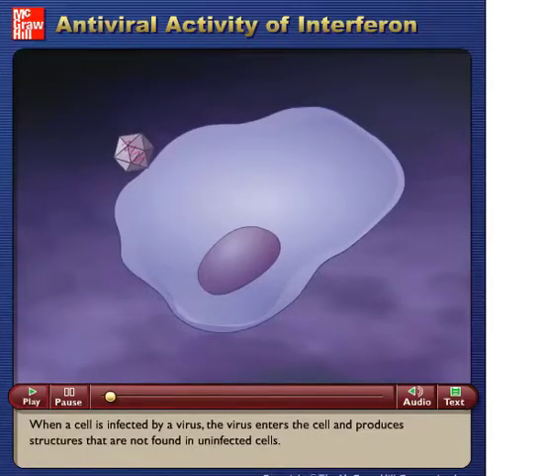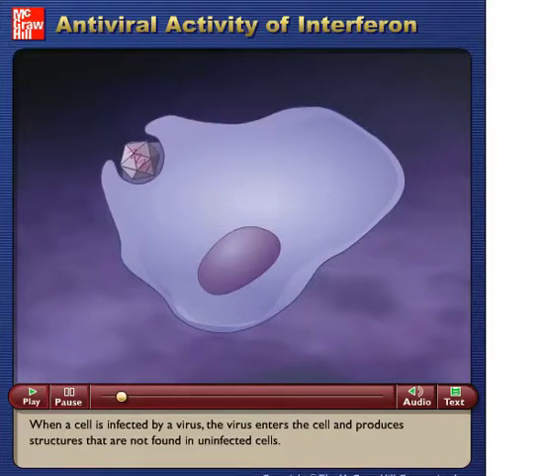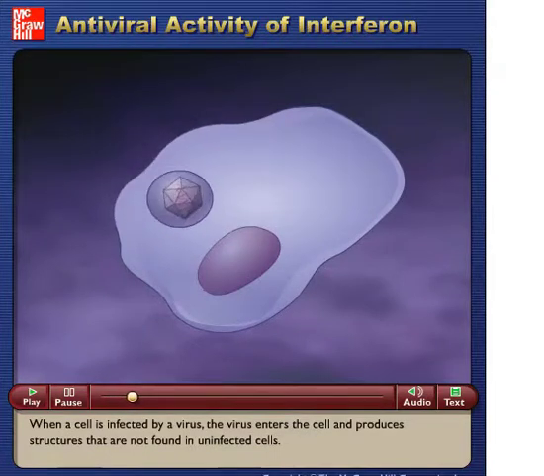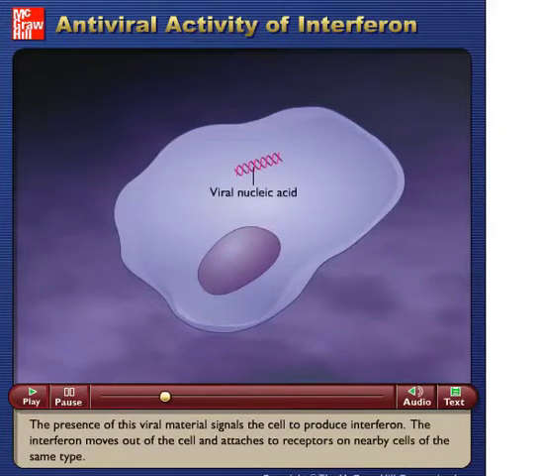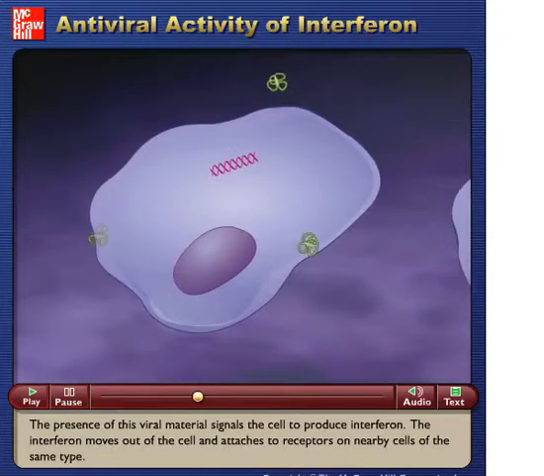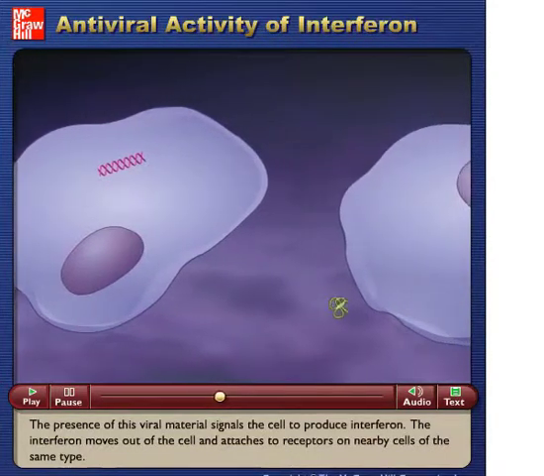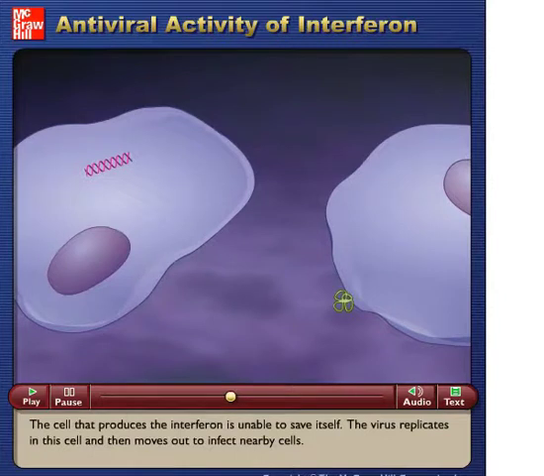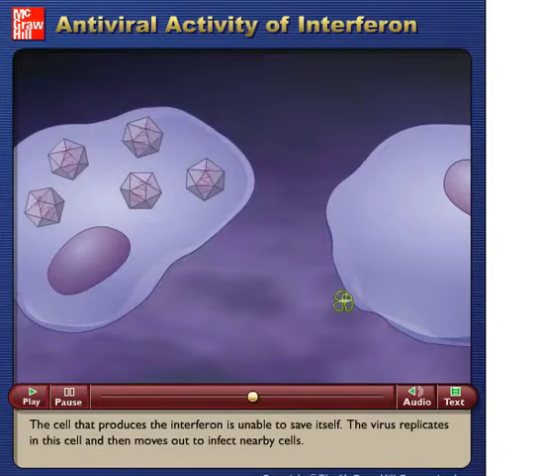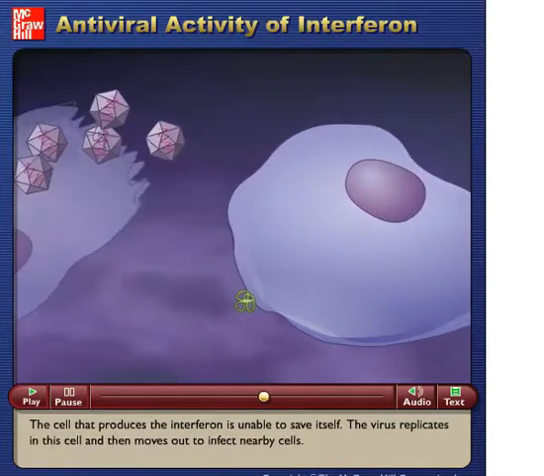When a cell is infected by a virus, the virus enters the cell and produces structures that are not found in uninfected cells. The presence of this viral material signals the cell to produce interferon. The interferon moves out of the cell and attaches to receptors on nearby cells of the same type. The cell that produces the interferon is unable to save itself. The virus replicates in this cell and then moves out to infect nearby cells.